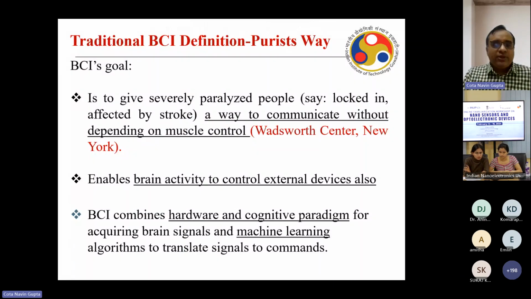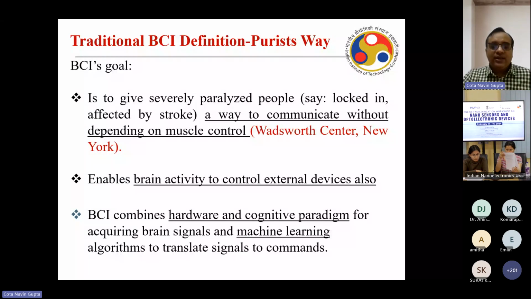So what's a brain-computer interface? It actually started off as a clinical application to give severely paralyzed people a way to communicate without depending on muscle control. But with time, that technology was extended to other devices, let's say to move a wheelchair or to spell. So a host of applications have popped up using BCI of late.